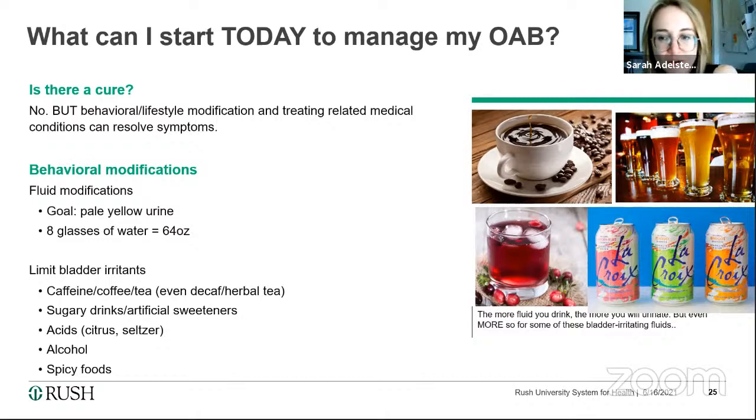Some fluids are harder on your bladder than water, and that's what I mean by these bladder irritants. So I think about caffeine, coffee, tea, although herbal drinks probably can do a little bit of irritation to the bladder. Sugary drinks like juice and soda, even artificial sweeteners. Acids, including citrus and carbonated beverages like seltzer. Alcohol, spicy foods, chocolate, some people would include. So with those fluids, it's kind of like you get an extra point, okay, compared to the same amount of water in terms of urgency symptoms and overactive bladder type of symptoms.